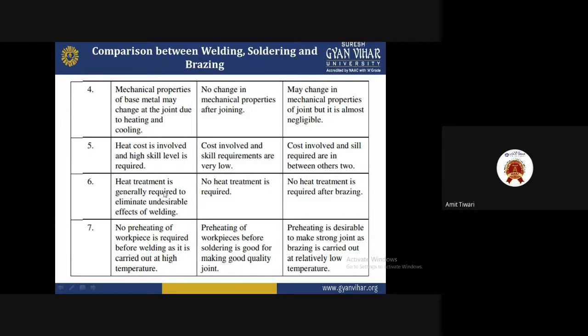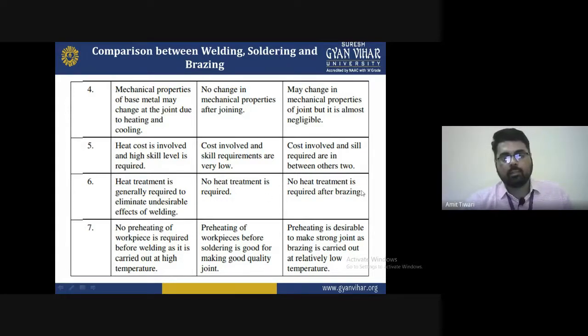Next, heat treatment is generally required to eliminate the undesirable effects of welding in the welding section. In soldering, no heat treatment is required, and in brazing, no heat treatment is required after brazing. And in the case of welding, there is no heat treatment of the workpiece required before welding, as it is carried out at high temperature.